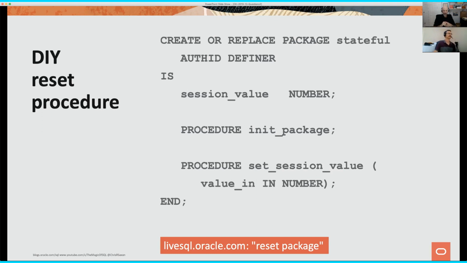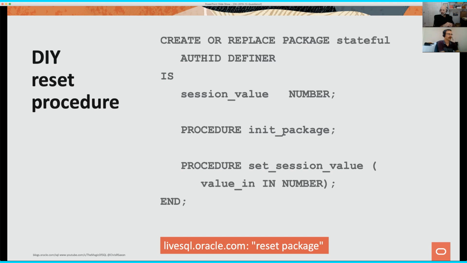And in general, I think we talked about this on the last call. Since you're now often using connection pooling, with each call coming in from the internet, from your web app, you might be connecting to a different session. And so in general, the idea of package state is something you need to be very wary of in terms of relying on that in your application.